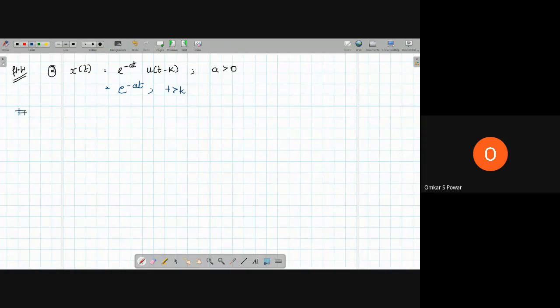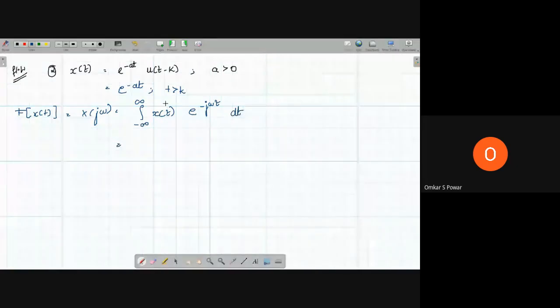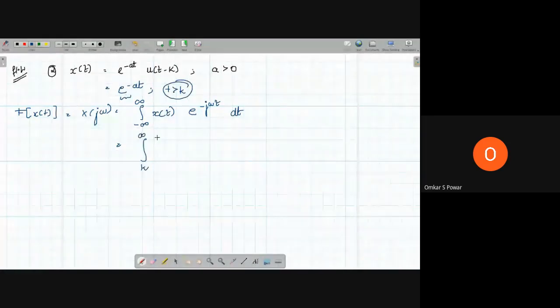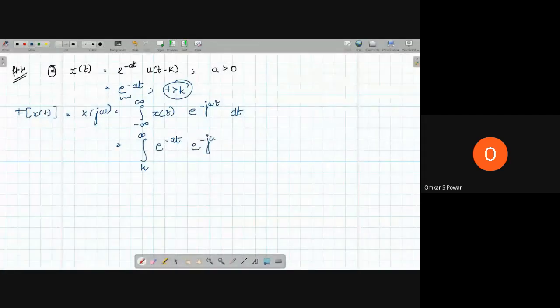So the Fourier transform of x of t, which is X of jω, is equal to the integral from minus infinity to infinity of x of t e power minus jωt dt. Okay, so now what is x of t? X of t is e power minus at defined for t greater than k. So your limits will become from k to infinity, e power minus at e power minus jωt dt.